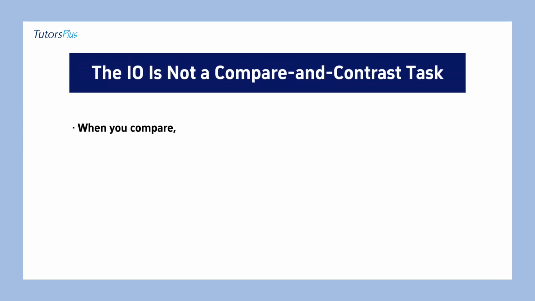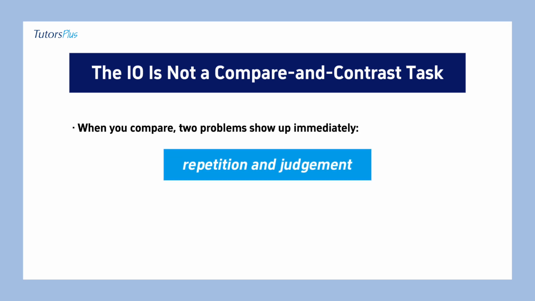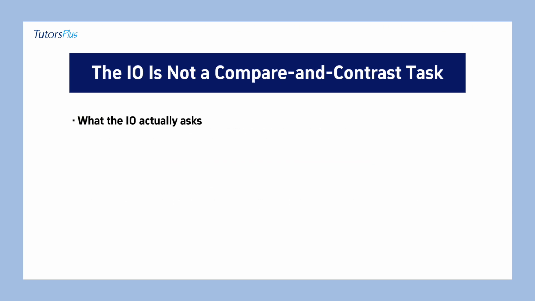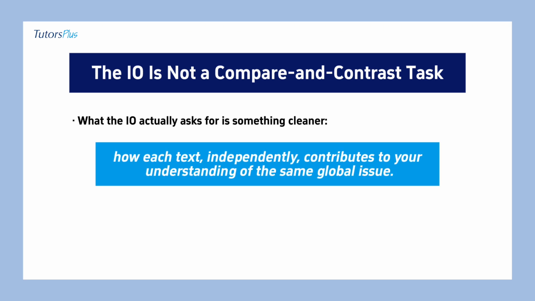When you compare, two different things come up. Firstly, repetition, and secondly, judgment. You may say the ideas twice across texts, or you start evaluating texts instead of analyzing them, neither of which is rewarded in the I/O. What the I/O actually asks for is something much cleaner and smoother: how each text independently contributes to your understanding of the same global issue, not against each other, but alongside each other.